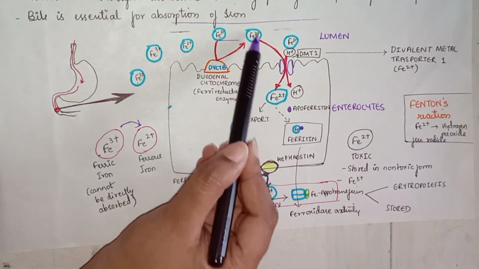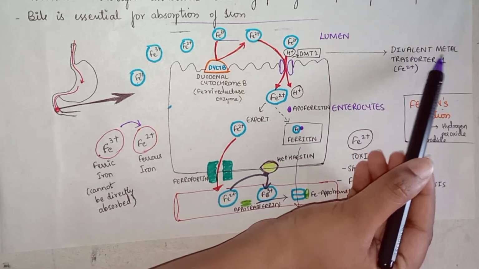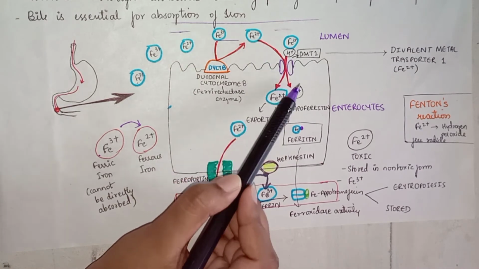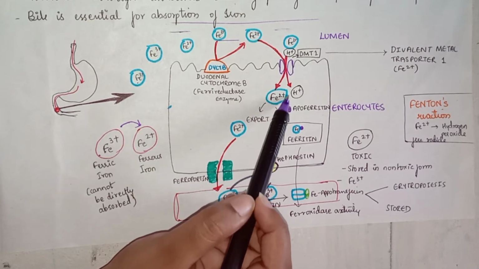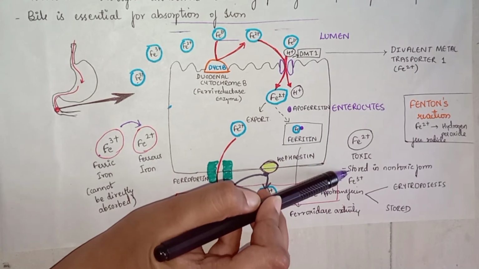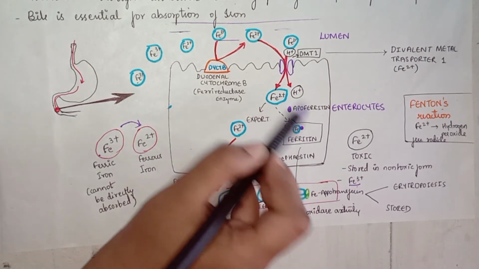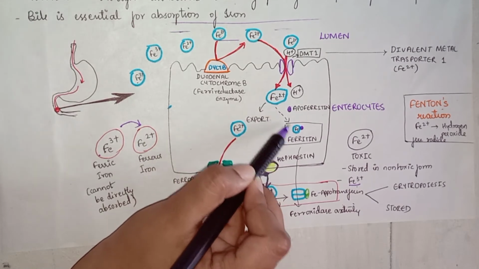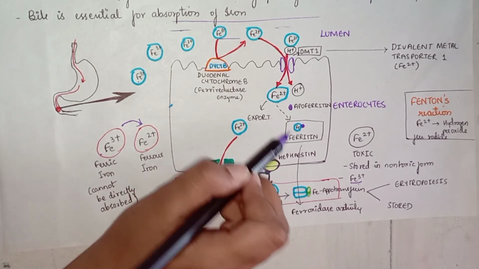This Fe2 plus is transported inside the enterocyte by DMT1, which is divalent metal transporter 1. It transports only Fe2 plus ions, along with a proton. Fe2 plus is very toxic in nature, so it is stored in a non-toxic form, that is Fe3 plus. This Fe2 plus ion combines with apoferritin inside the enterocyte to form ferritin. That is, the ferroxidase activity takes place here.